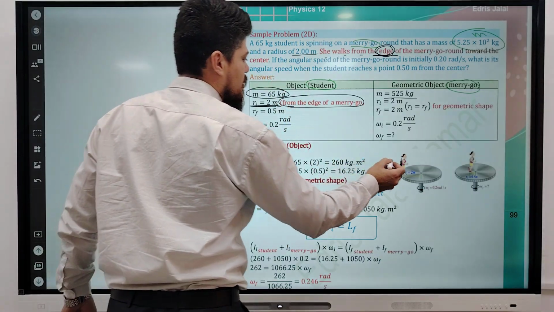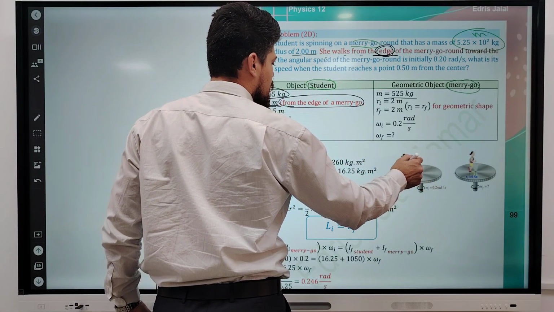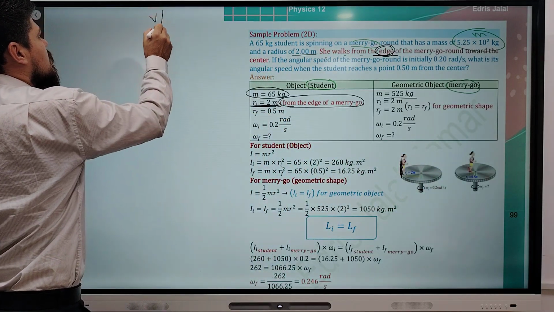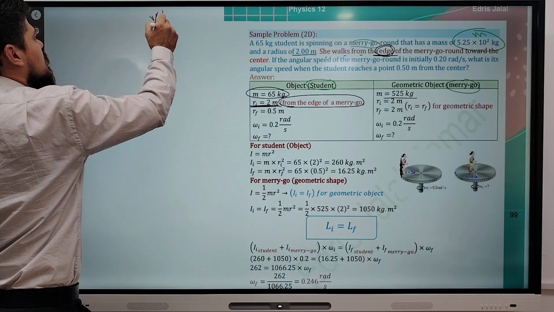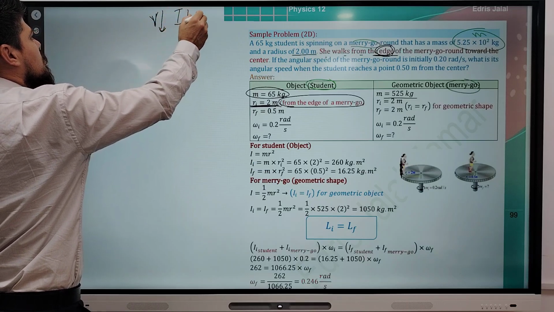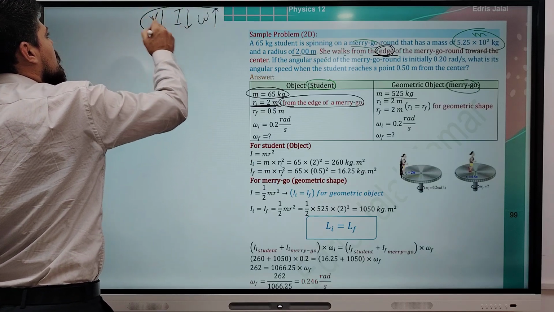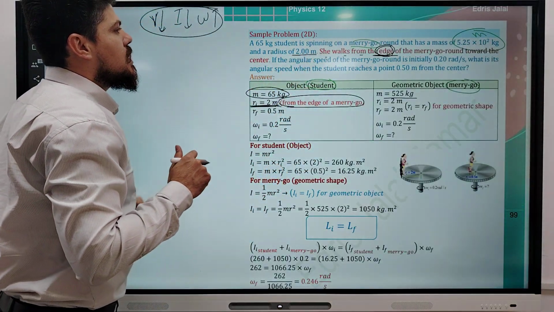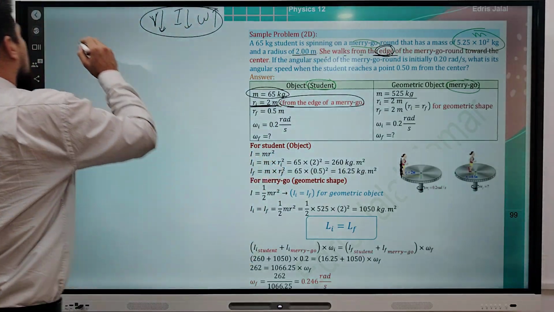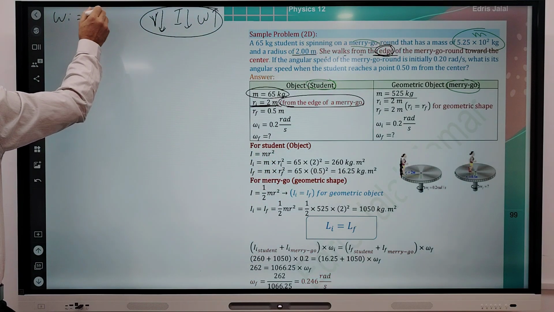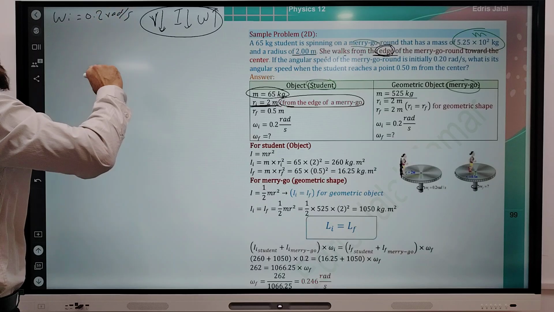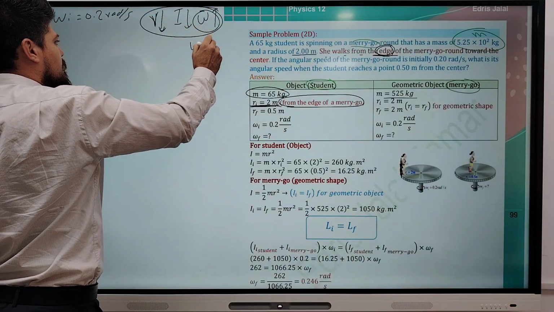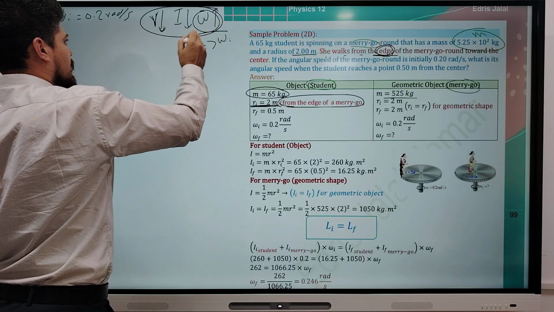Okay, if the object is moving from the edge of the merry-go-round toward the center, what happens to the radius? Decrease. When the radius decreases, what happens to the moment of inertia? Also decreases. What about the angular speed? It must increase. Okay. If the angular speed of the merry-go-round is initially 0.2 rad per second, omega initial is 0.2 radian per second. As I told you, the angular speed must increase, so omega final must be bigger than omega initial.